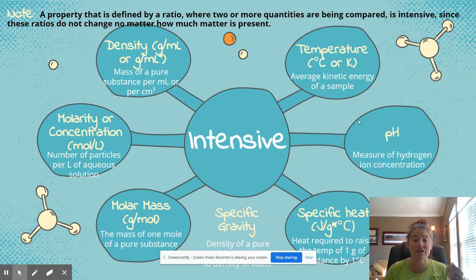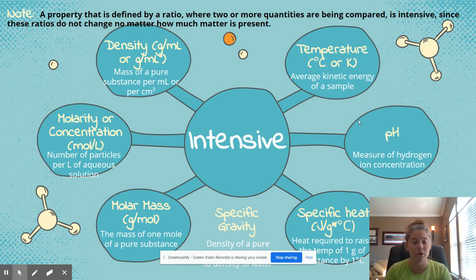Going back to my last example, the density of ice is going to be the same whether I have 5 grams of that ice or 500 grams of that ice. The density of liquid water would be the same whether I have 5 milliliters or 500 milliliters. And the density of gaseous water or vapor would be the same whether I have 5 liters or 500 liters of that gas.